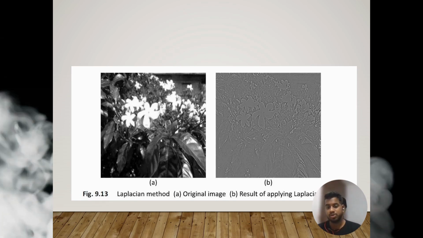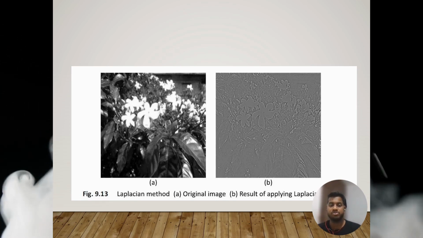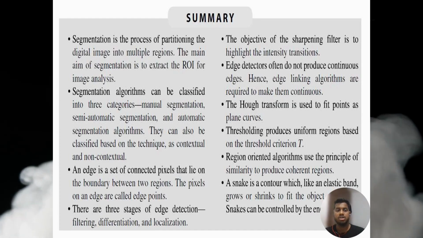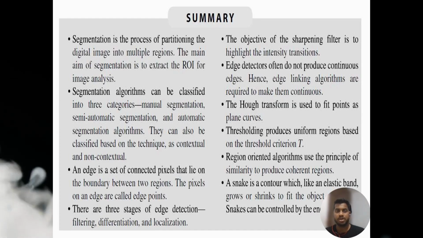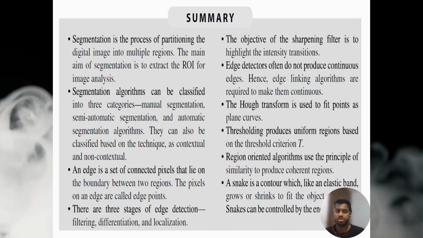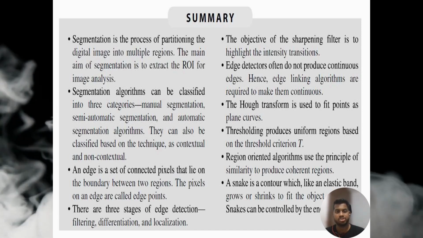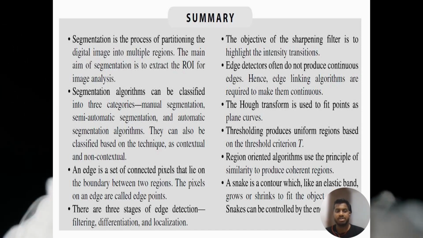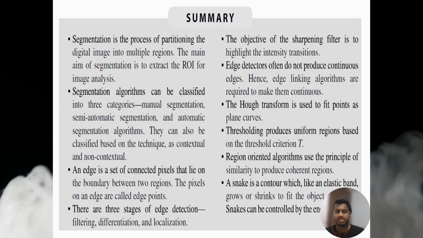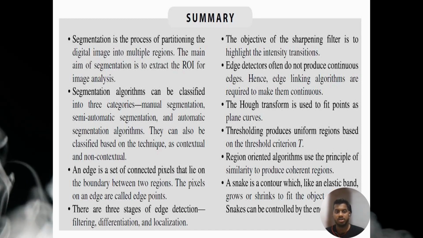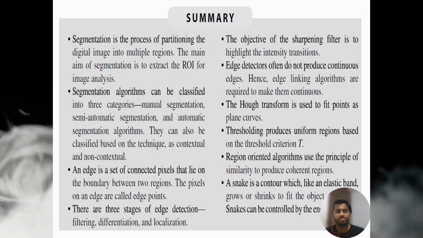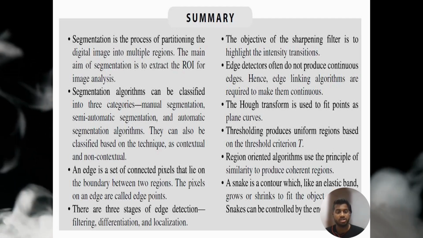I would like to conclude and summarize with the following points. Segmentation is the process of partitioning the digital image into multiple regions. The main aim is to extract the ROI. It can be classified into three categories: manual, semi-automatic, and automatic. They can be classified based on techniques also, that is contextual and non-contextual.